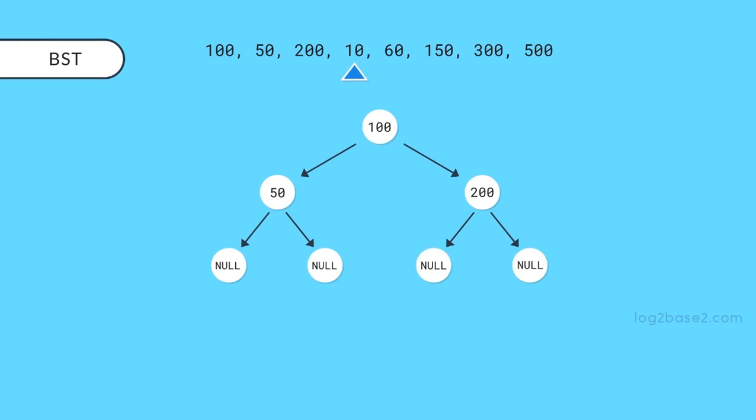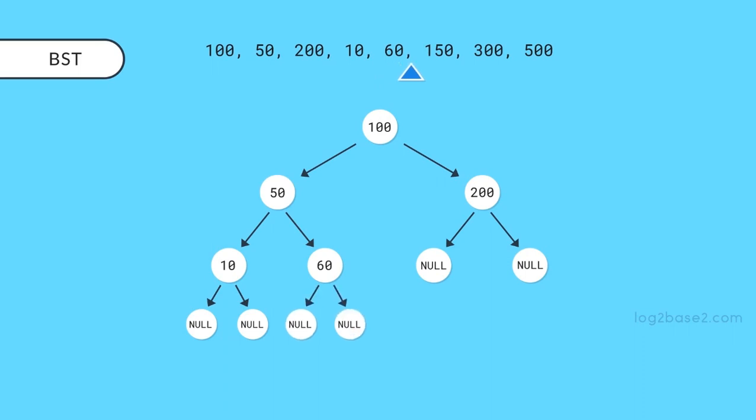Next we have 10. 10 is less than 100. So it should be placed in left subtree and we have 50 here and 10 is less than 50 also. So again 10 will be placed as 50's left child. Next we have 60. 60 is less than 100. So it should be in the left subtree and there we have 50 and 60 is greater than 50. So 60 becomes the right child of 50.